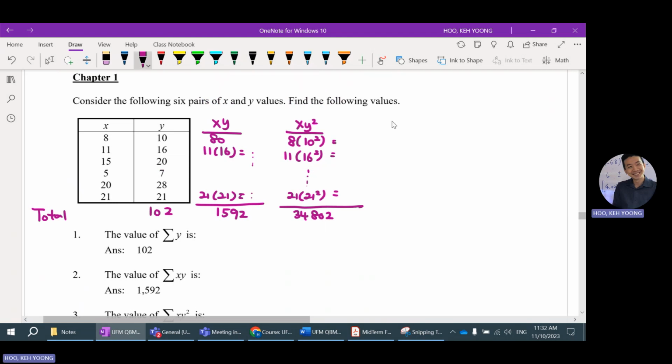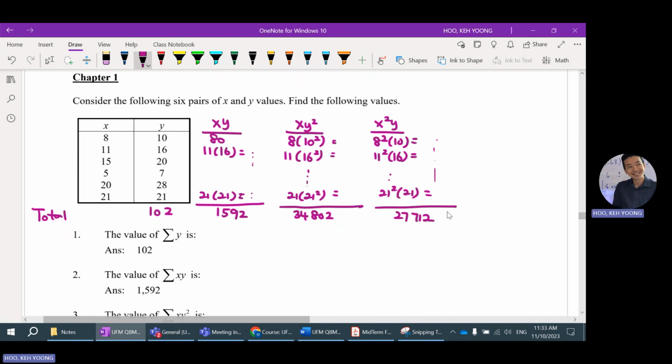Question four. Question four is x squared y. So the other way around, you have to square the x value first, then times y. 11 squared times 16, till the last one, 21 squared times 21. If you add up all these values, you should get 27,712.